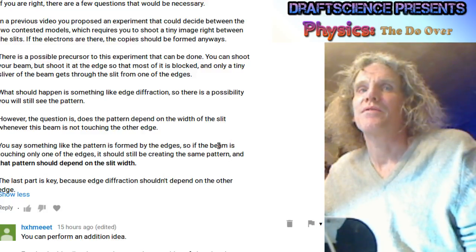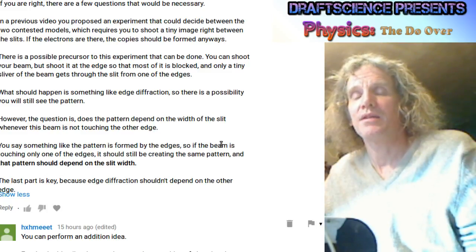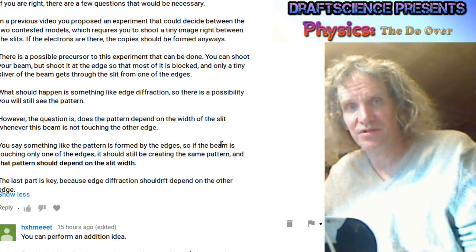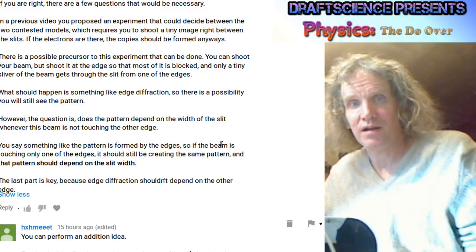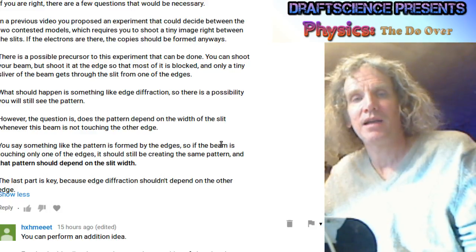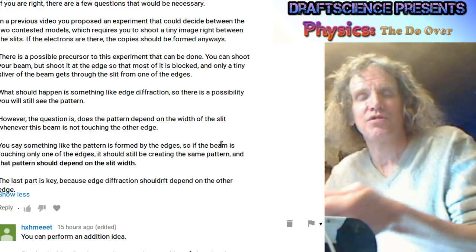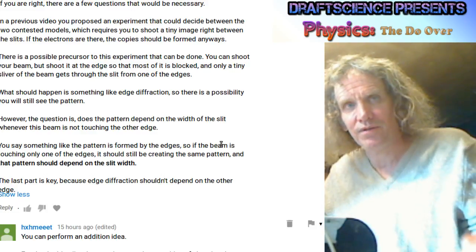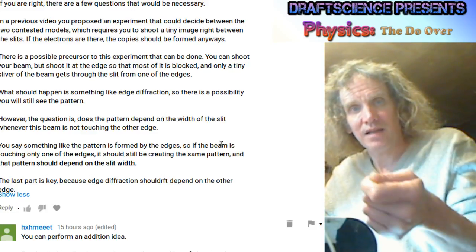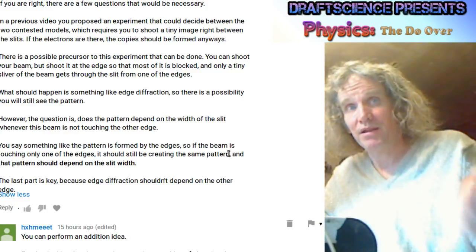The pattern is formed by the edges. I say the pattern is being formed by the electrons, and that at different positions between the two slits there are more electrons and less electrons, and therefore your likelihood of being diffracted increases the closer you are to a surface, and you're less likely to get diffracted the more towards the center you are. That would be the theory.